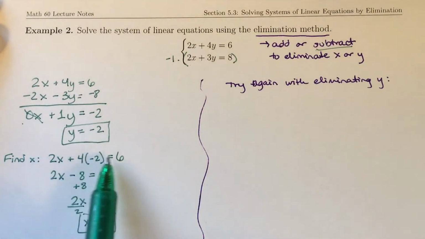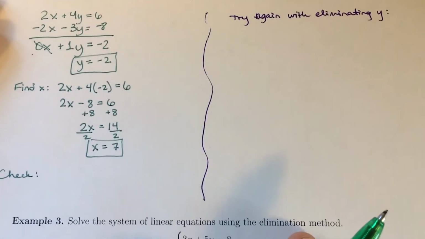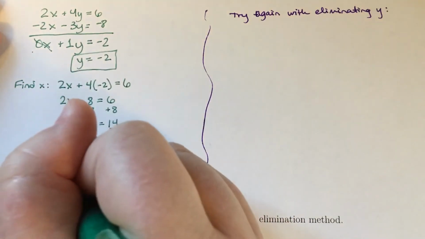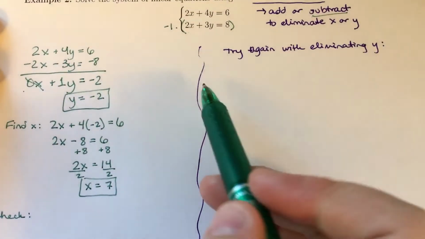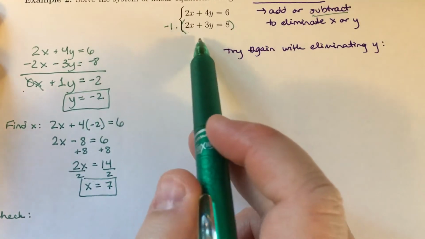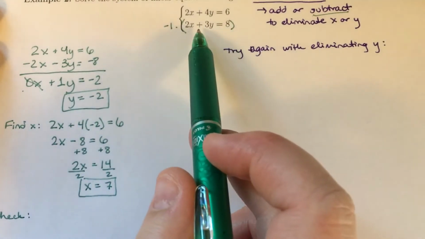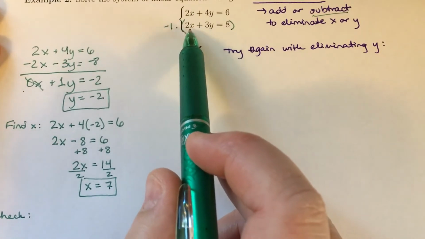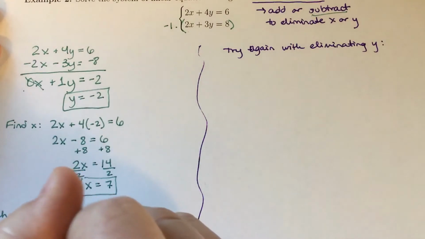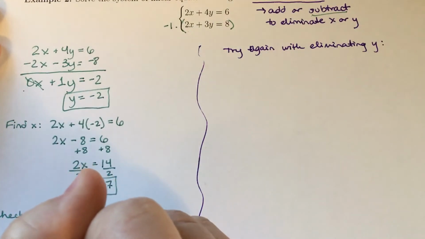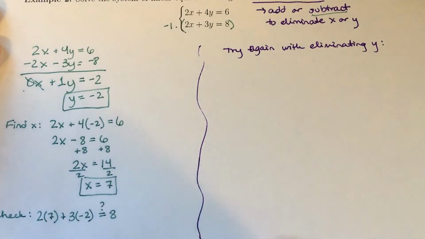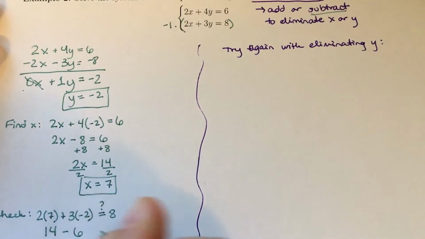So since I used the first equation to find x, we're going to use the second equation to check. And I'm going to use the original equation without all the negatives. For one, because who wants to deal with negatives? But also because in case I made a mistake multiplying by -1. So up here, it's 2 times the x value we solved for, plus 3 times the y value. And I want to know, does that equal 8? So that'd be 14 minus 6, which does equal 8, so it checks out.